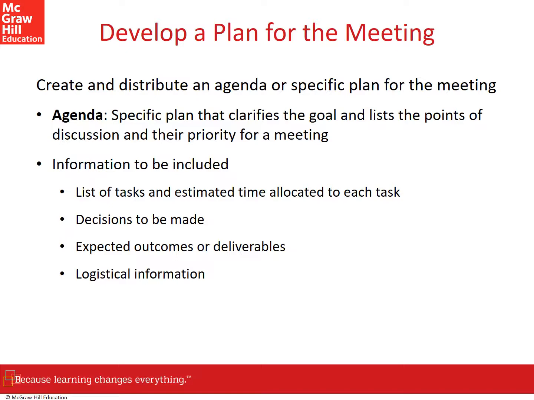But here you see an agenda should include a list of tasks, and you can put the estimated time it will take to discuss those on the agenda. But sometimes that backfires and people feel really rushed, so you want to think carefully about doing that. You talk about the decisions that need to be made and what the expected outcome is for the meeting.